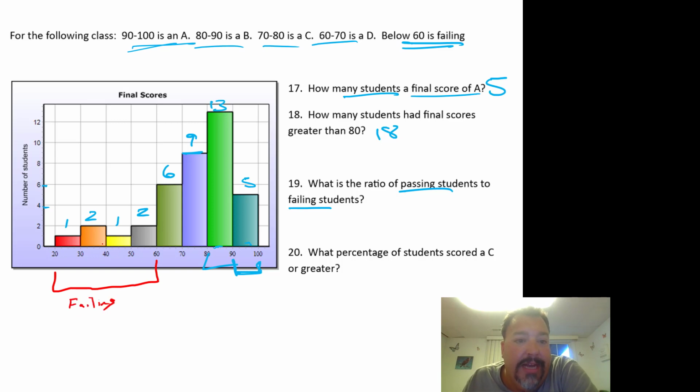And how many do we have there? We have 1 plus 2 plus 1 plus 2. So we've got 6 students failing. And anything from a 60 on up is passing. So that's 15 plus 5 is 20 plus 13 is going to be 33. So if we do a ratio of passing to failing, that's going to be 33 to 6. But we want to reduce that. We can divide those both by 3. So that's going to give us 11 to 2.